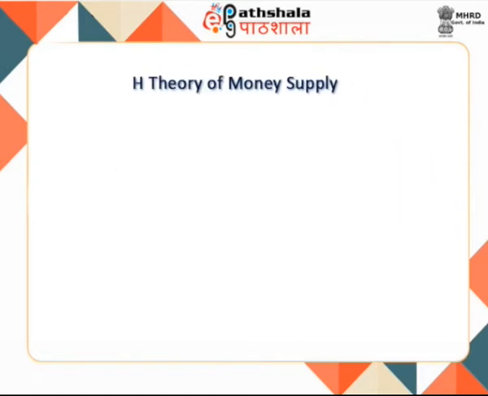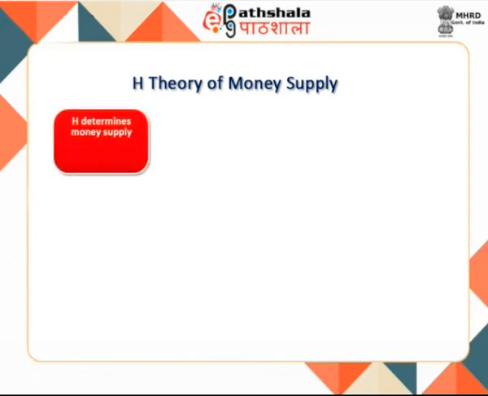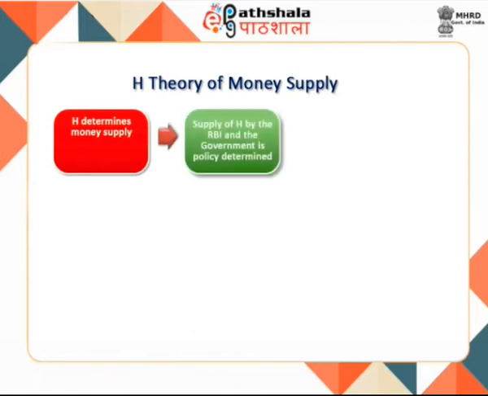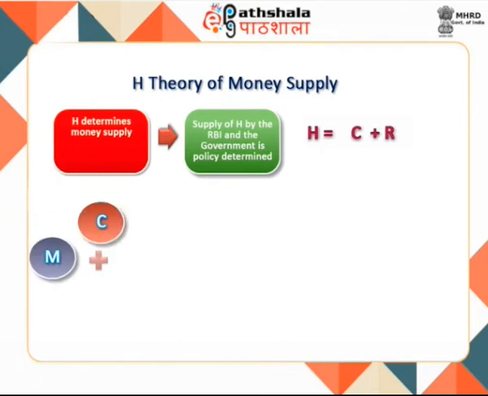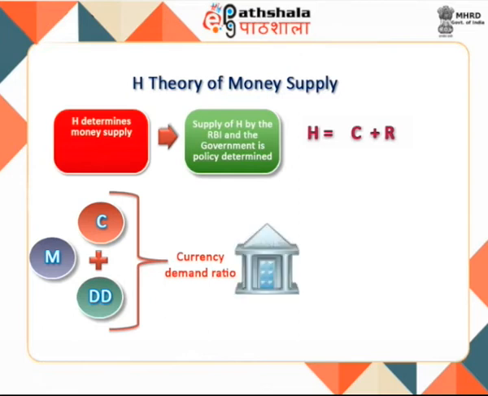Let us start with the H theory of money supply. It is so called because H is found to be the dominant factor determining the money supply in the economy. At the outset, it is assumed that the supply of H by the RBI and the government is policy determined, exogenously. The demand for H, equal to C plus R, comes from the public's demand for currency C and banks' demand for reserves R. The public divides their holdings of money M between C and DD in a constant proportion, which is called the currency demand deposit ratio. The banks also maintain a certain proportion of their deposits D in the form of reserves R. This ratio is denoted by R and is called the reserve ratio or reserve to deposit ratio.